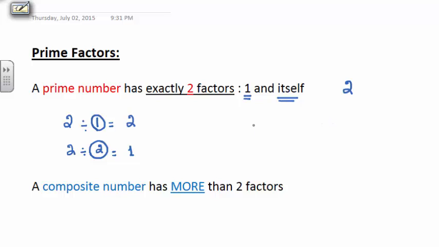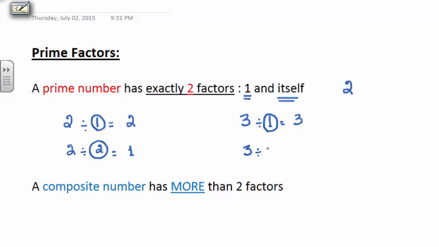Let's start with another number. Let's see number 3. Can I divide 3 by 1? Yes, 3. 3 is a whole number. That means 1 is a factor of 3. Can I divide it by 2? No, it's going to give me 1.5. It's not a whole number.